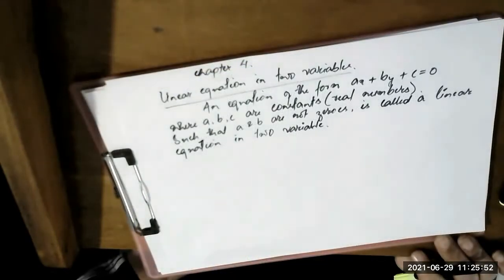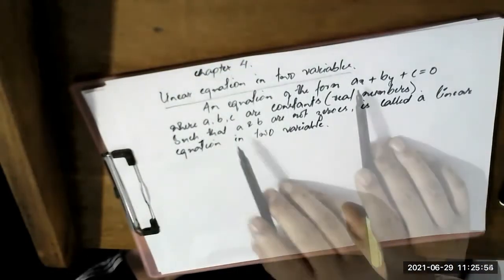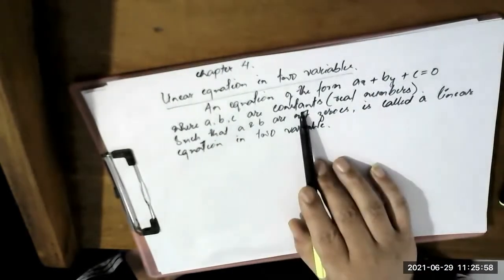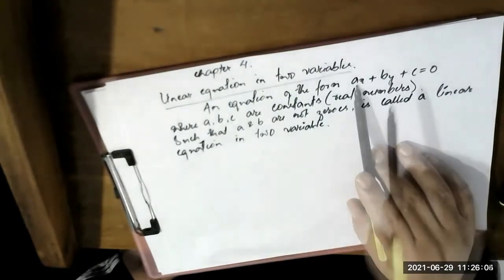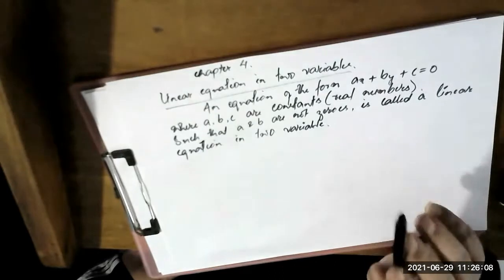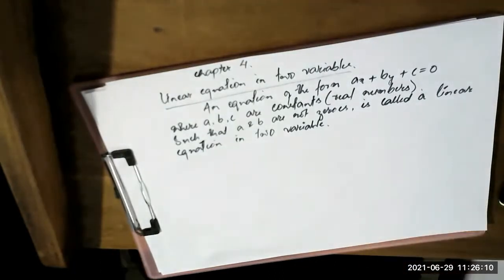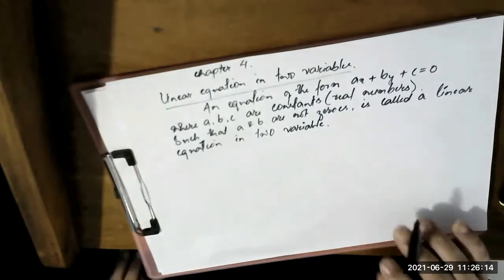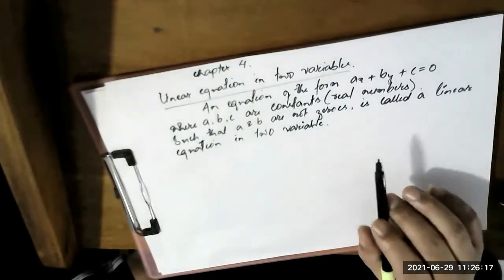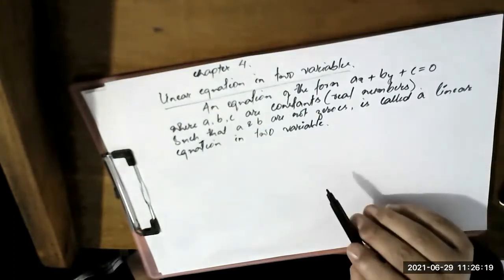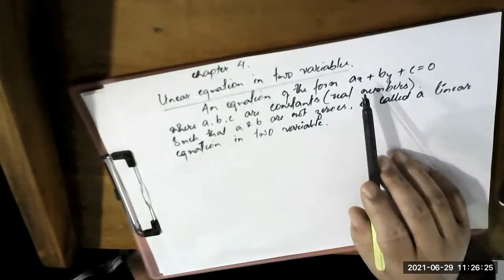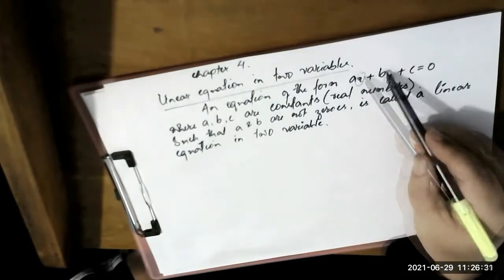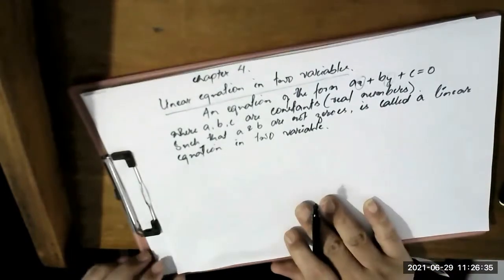As we can see in the definition, an equation of the form ax + by + c = 0, where a, b, c are constants. That is, they can be any number, such that a and b are not 0. There should always be a constant value, like 1, 2, 3, 4, any value. So this is called a linear equation in two variables. Since there are two variables, x and y, or we can say this one is a variable and this is a constant. So let's try to solve some problems.